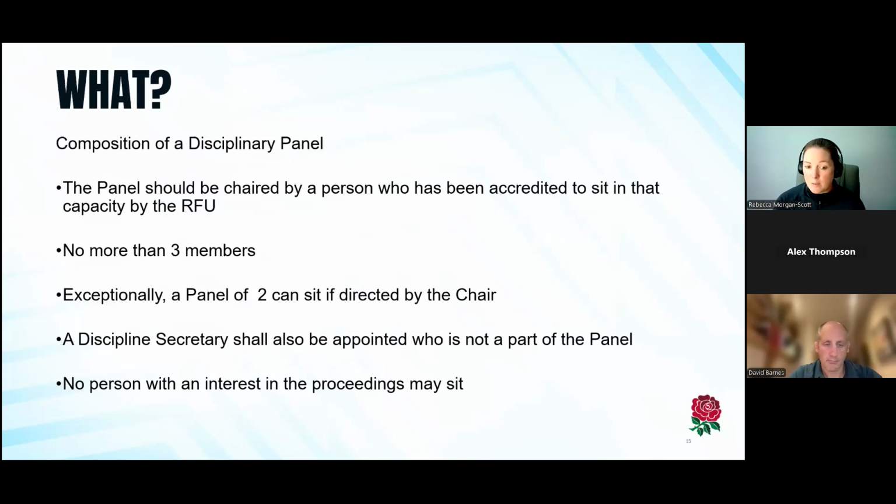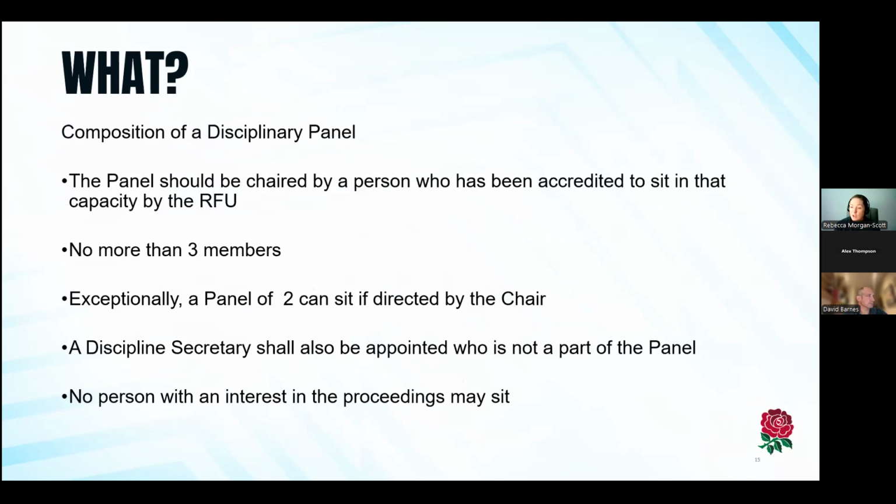And then the final point is that no person with an interest in the proceedings may sit. So anybody is able to go and sit on disciplinary panels. If you're a referee, if you're a coach, if you're a player, we would absolutely welcome anybody becoming involved in being a disciplinary panel member. You are more than welcome, and we would always be grateful for volunteers. The only thing we would say is that we would have to manage any case-by-case conflicts. So obviously, if it was your club that received a red card, or if you were the referee that gave the red card, you wouldn't be able to sit. And so we would just manage it on that basis. But obviously, the more panel members and the volunteers that we have, then the easier it becomes to manage those sorts of conflicts.